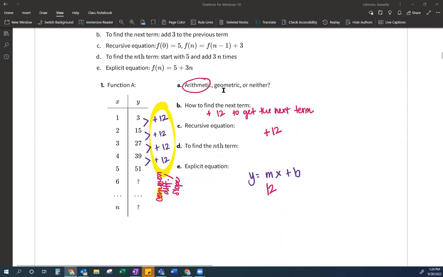Okay, so I answered question A. I know it's arithmetic. You should say, I know it's arithmetic because I'm adding 12 to it. Okay, this is done. How to find the next term: I just add 12 to get the next term. That's done. The recursive equation, if you look up here, do you see this +3? That's my +12. So now I'm going to fill in the rest of this.